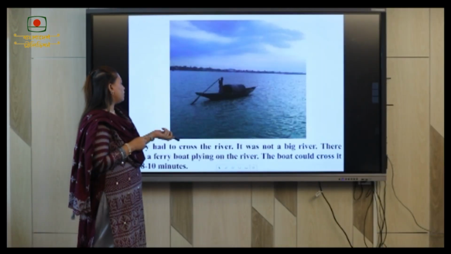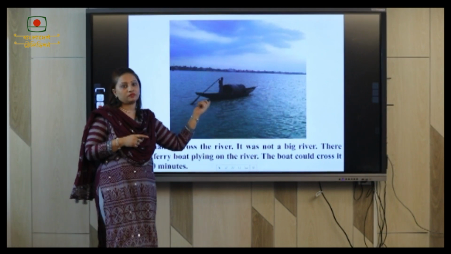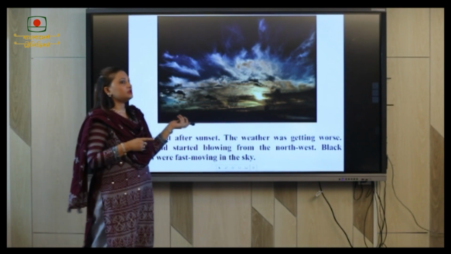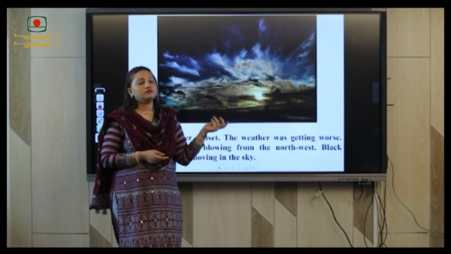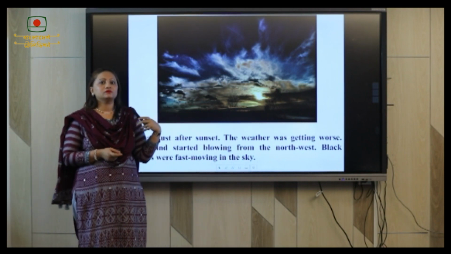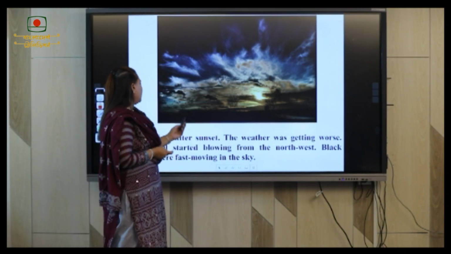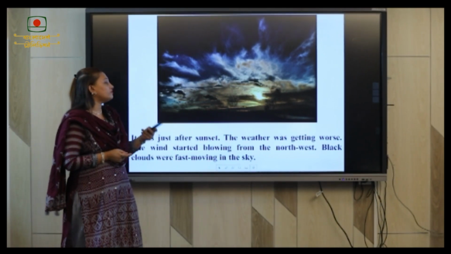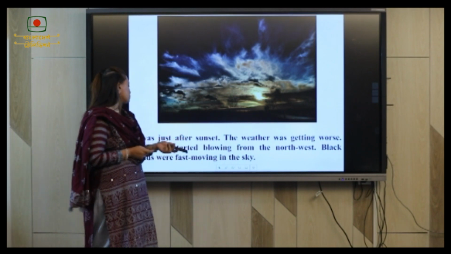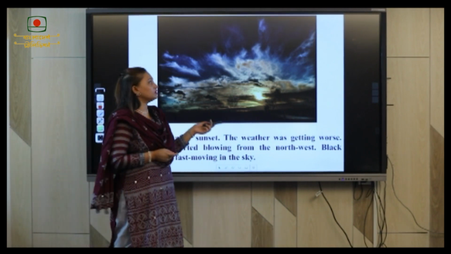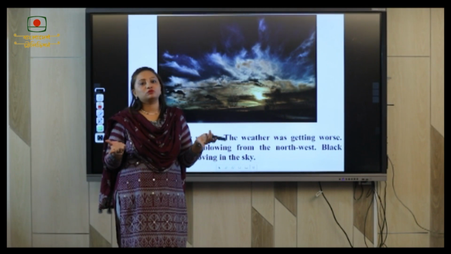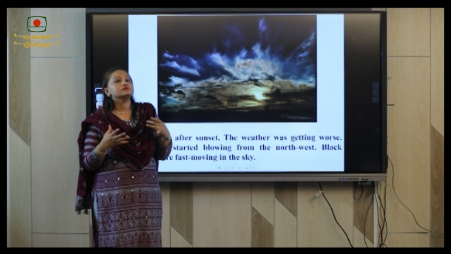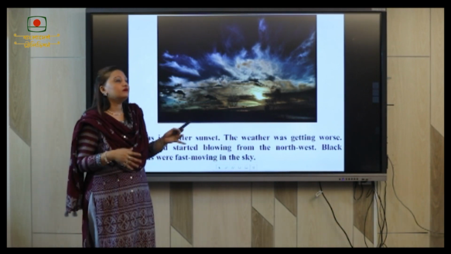So there was a ferry boat plying on the river. So here is the ferry boat and the boat was plying. Okay. And what we can see nowadays in summer, that type of clouds actually happen over our sky. And it was just after sunset, the weather was getting worse. The wind started blowing from the northwest. Black clouds were fast moving in the sky. Okay, so whenever it is daytime, 12 or 1, the surroundings become black or stormy because of the clouds.